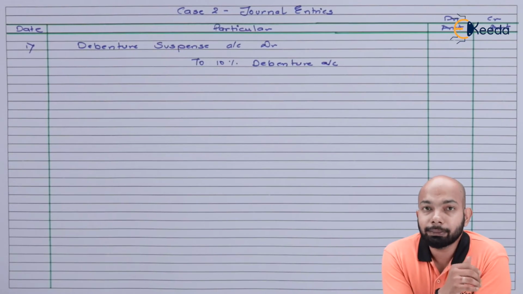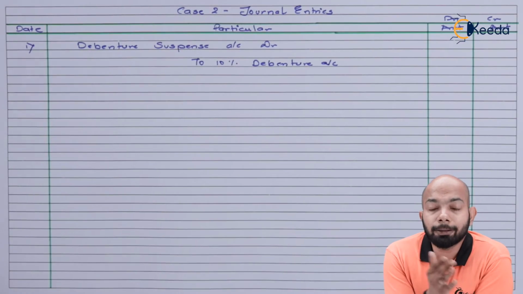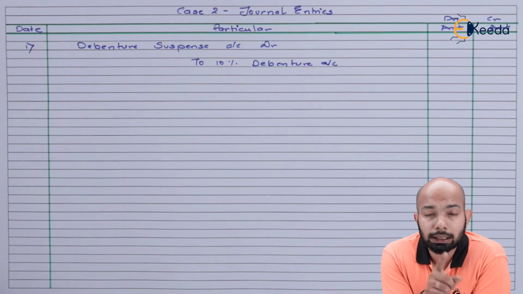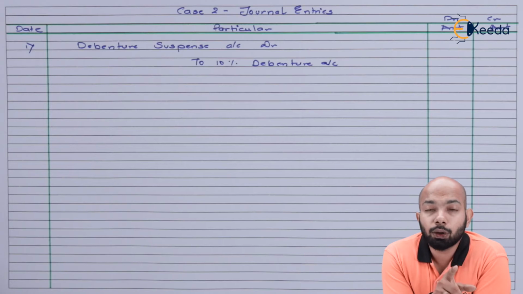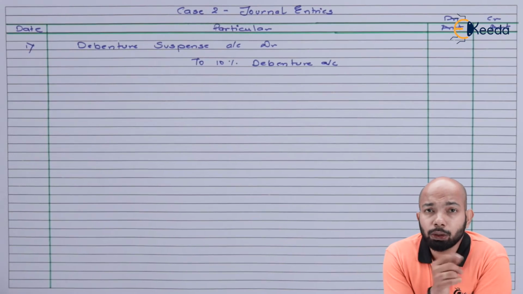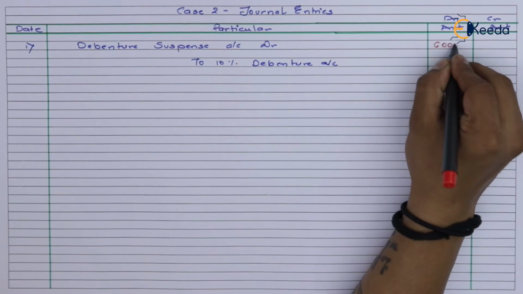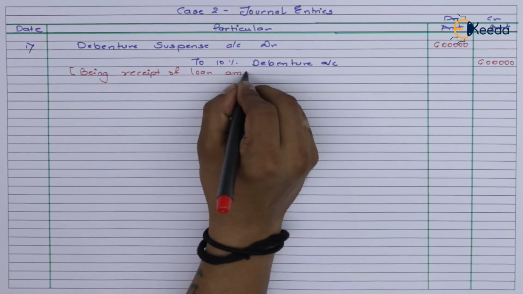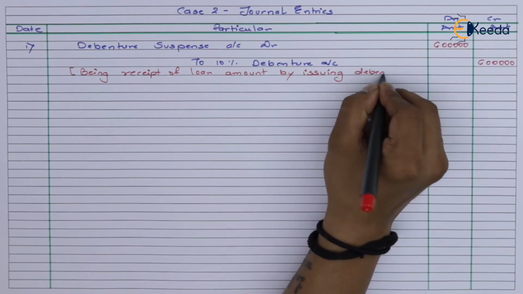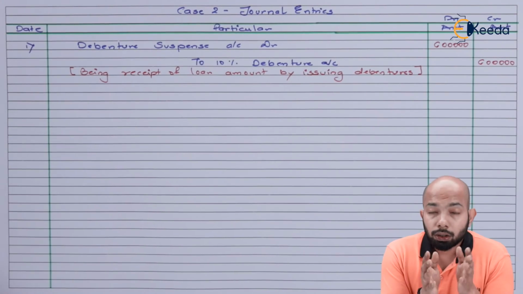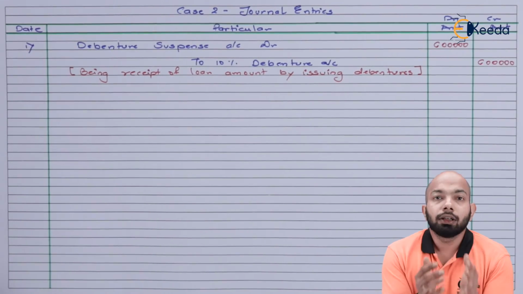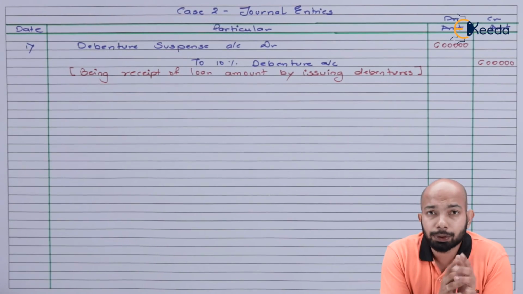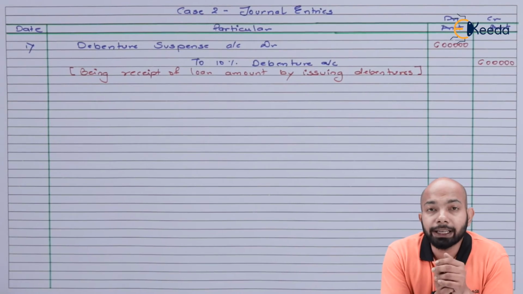The entry remains the same, that is debenture suspense account debit to 10% debenture account, which has been mentioned as 6 lakh rupees, or rather the issue of collateral security which has been done is for 6 lakh rupees, so we'll mention that itself. So the first narration has been mentioned here. The next one will go regarding the issue which has been done for normal subscription. So let's start with the receipt of application money.